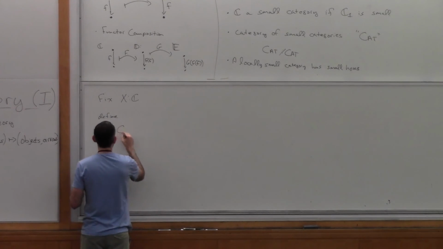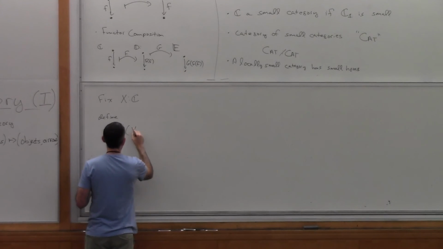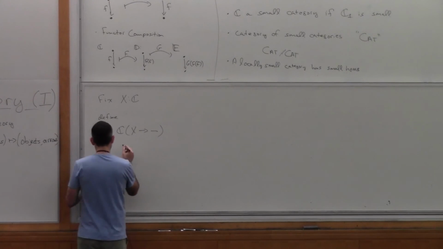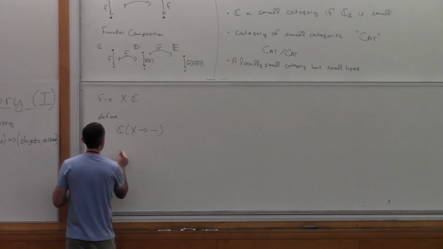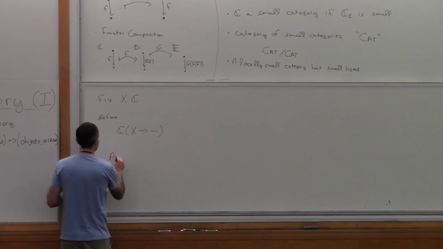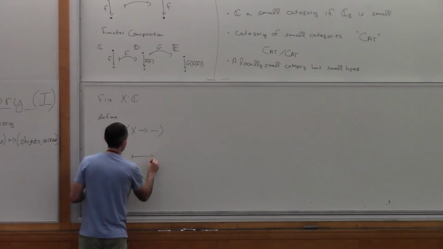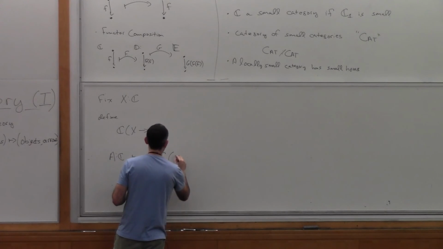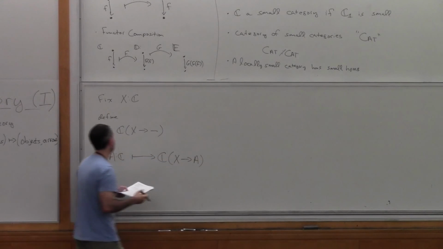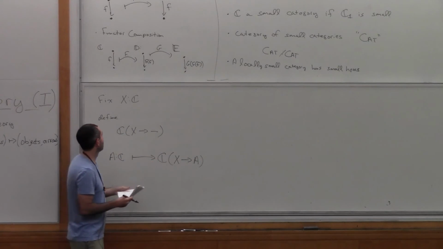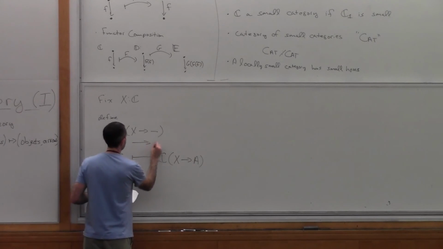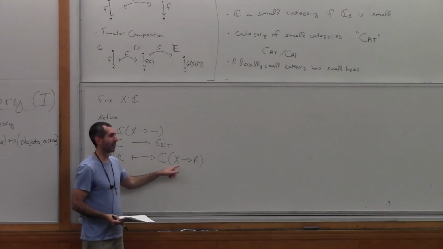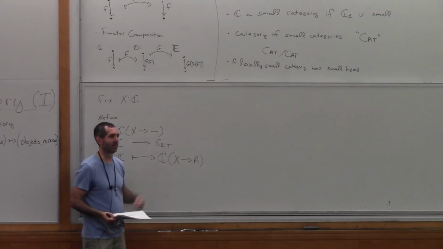Then we can define a function, which I will call C(X, -), right? And this is a function that sends an object in C to the set of arrows in C from X to A. So it sends a C object to a set, namely the set of arrows from the distinguished object to the object that we just fed it.